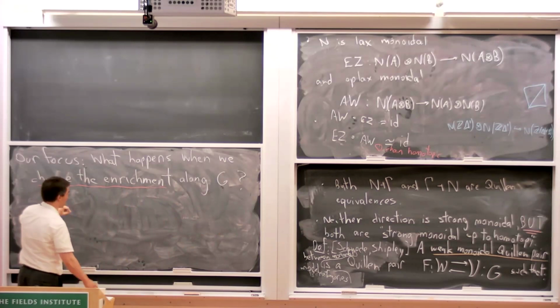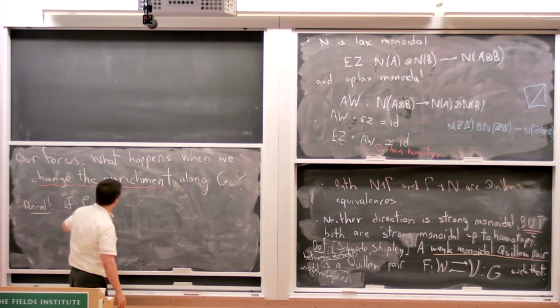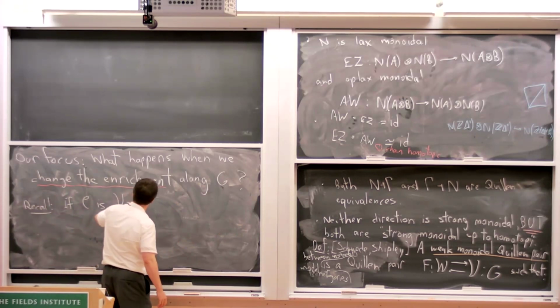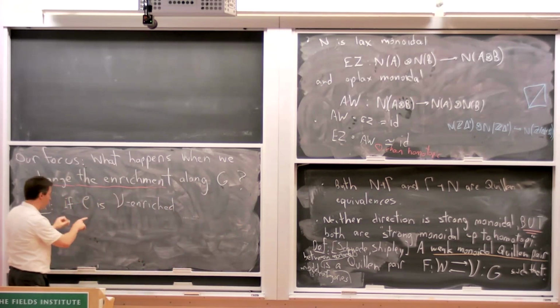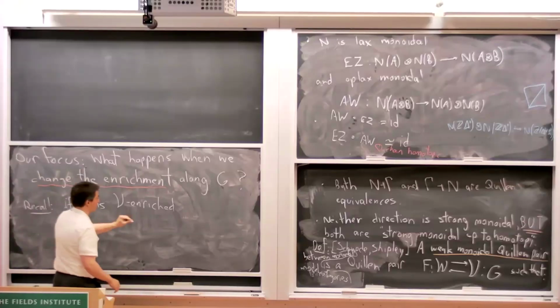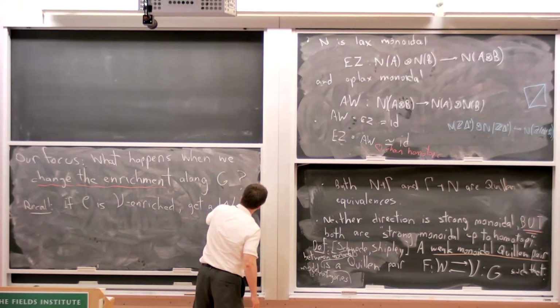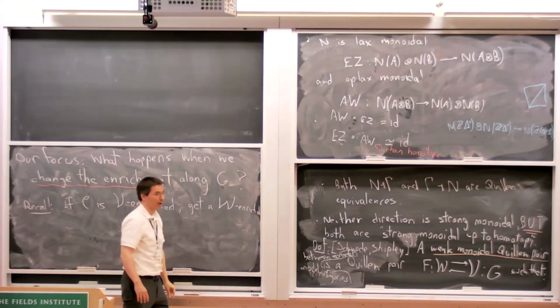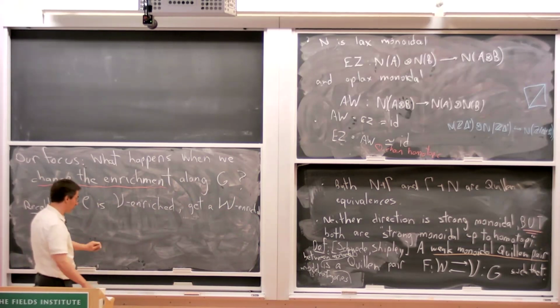So just to recall what I mean by change of enrichment, if you have the category that's V-enriched, changing the enrichment will be denoted with G star. And it's going to be W-enriched. Again, a very classical construction. It's described in Kelly's Basics of Enriched Category Theory, for instance, or Borceux, Volume 2, beautiful reference.